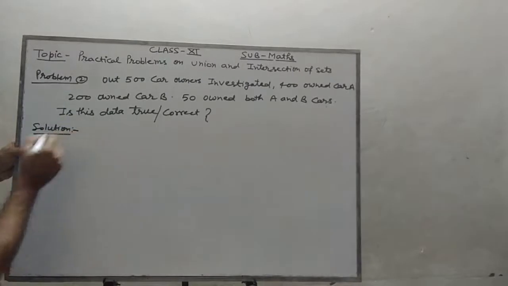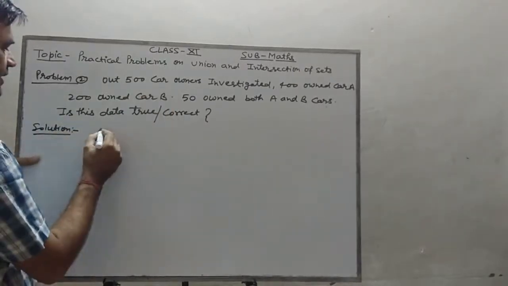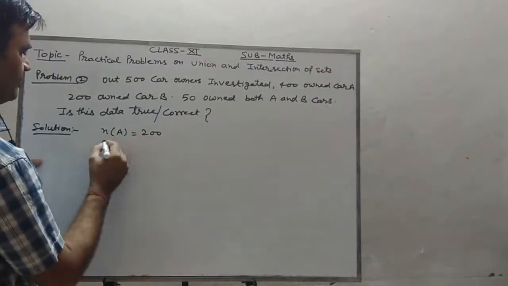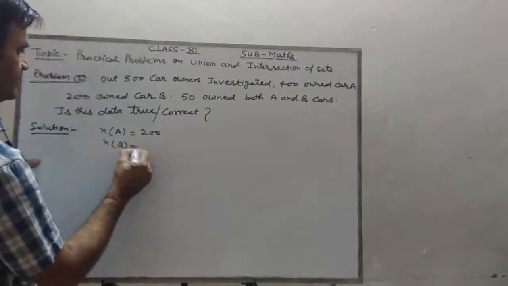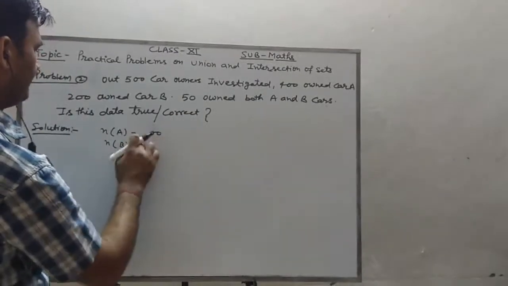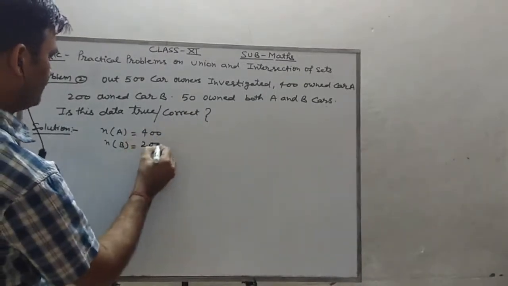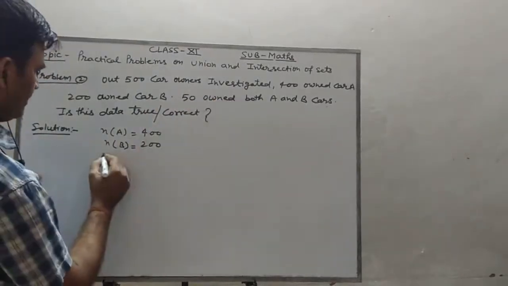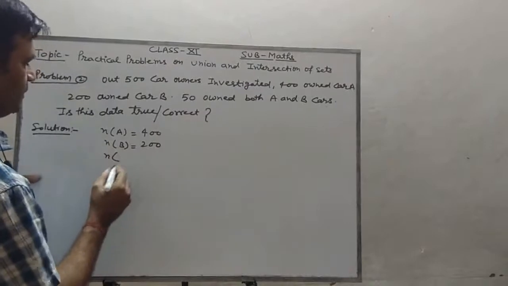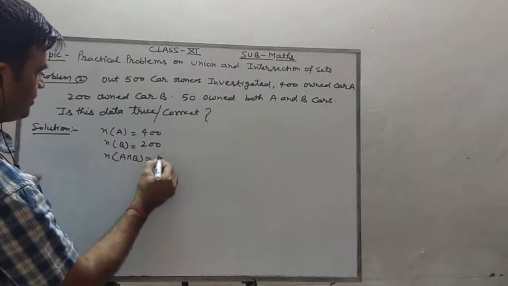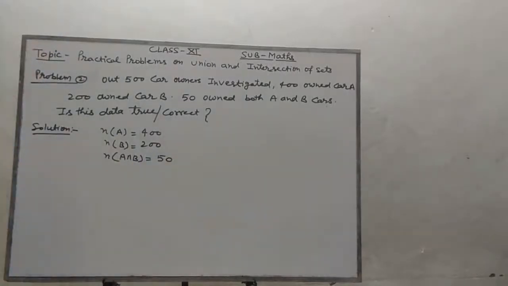Number of pupils who own car A is given 400 and number of pupils who own car B is given 200. And 50 pupils were there who were having both. So both is represented by intersection. A intersection B equal to 50.